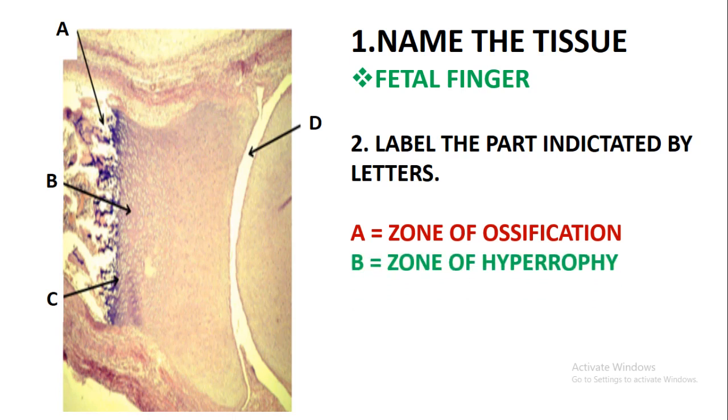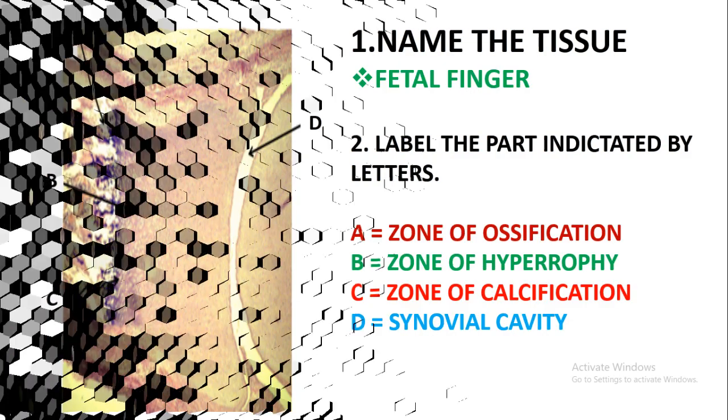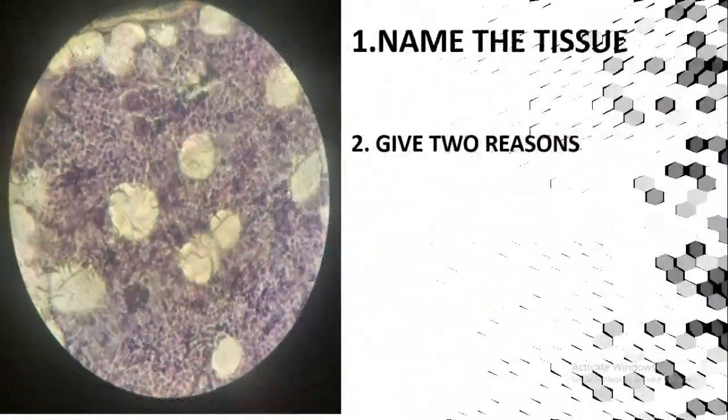B is the zone of hypertrophy. Then C is the zone of calcification. Then D is just the synovial cavity. Please make sure that you know how to identify it and how to label it. Let's quickly move on and look at the next slide.